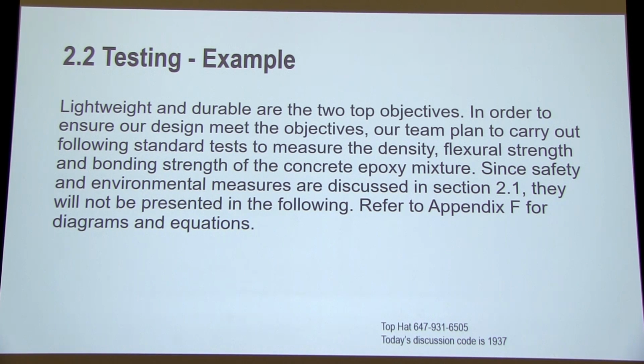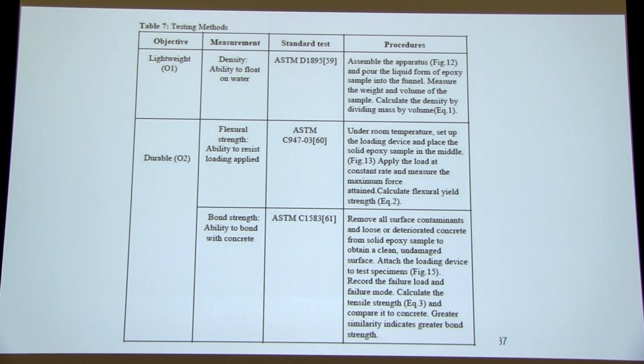Now, I said you don't have to, and I actually don't, in fact, know. I could ask the students if they did do these tests, but the reason that I decided to keep it is because their test table is really lovely. It's really, really nice. They give the objective. They talk about what the objective measures. Lightweight is the objective. It measures density, which is the ability to float on water. Here's the standard test, comes from ASTM, and then they describe the procedure.